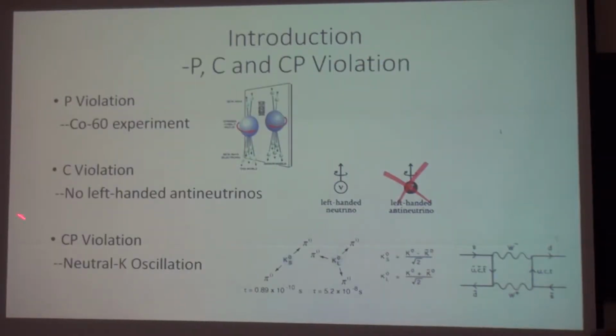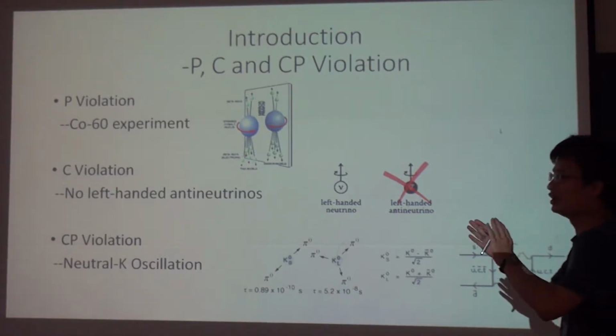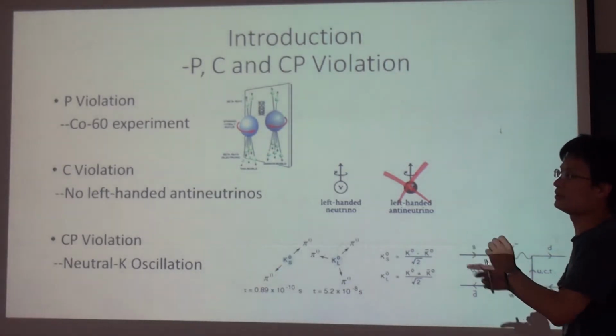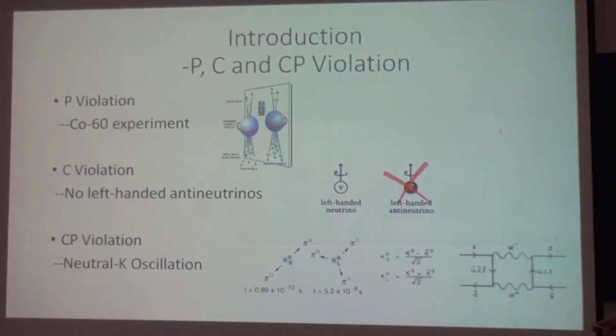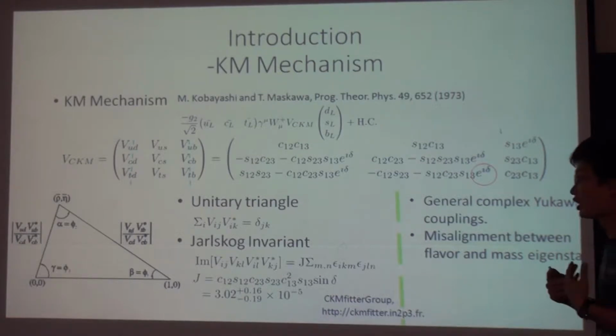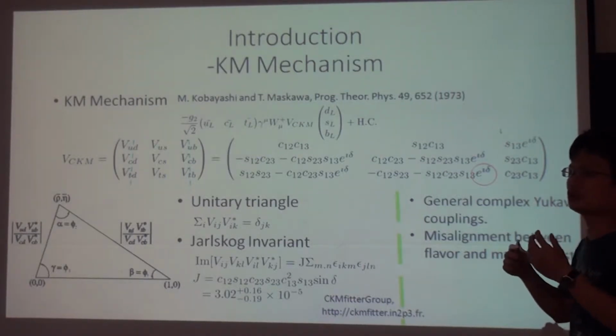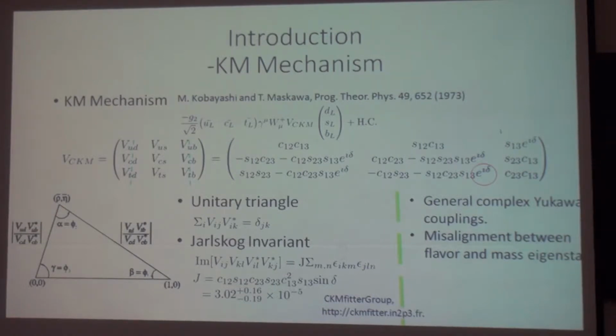And these are some famous experiments to show how to break P, C and CP. For example, the Wu experiment, and only left-handed neutrinos exist in nature, and the neutral kaon system oscillations. The next problem may be how to produce the CP violation in the Standard Model. There is a famous mechanism called the KM mechanism, which is proposed by Kobayashi and Maskawa.